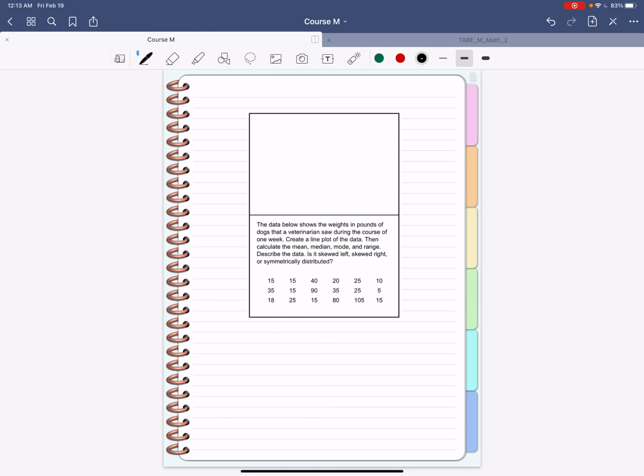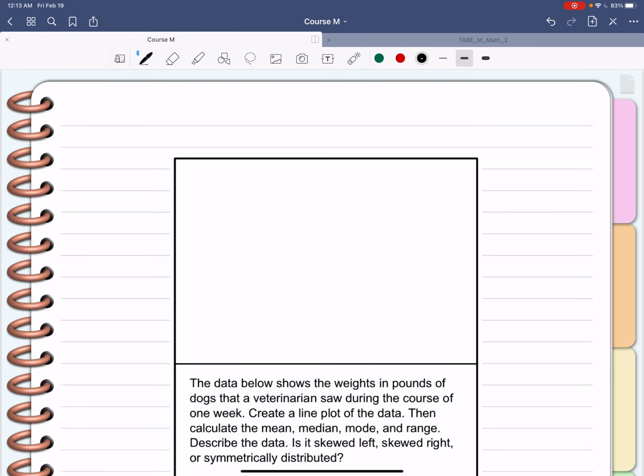So to give this page a title, let's go ahead and write mean, median, mode, range, skew, and distribution.